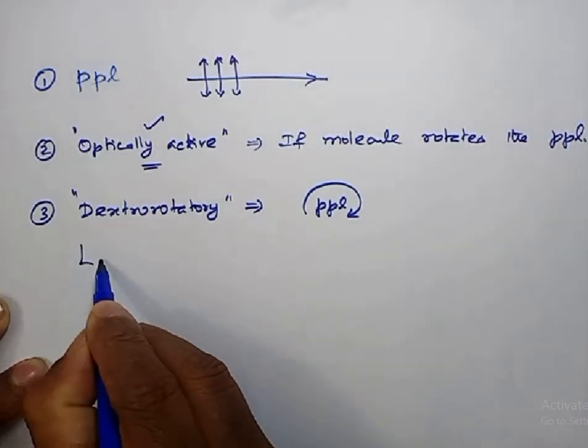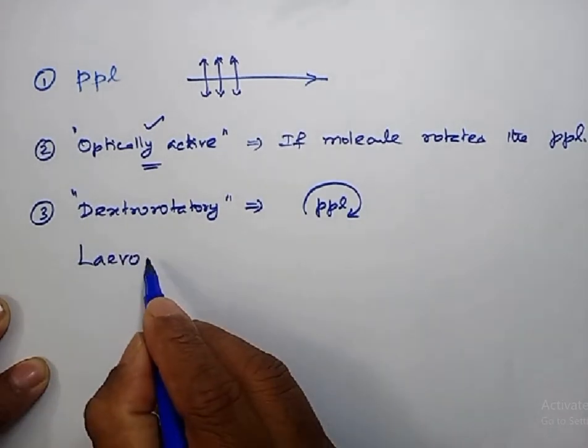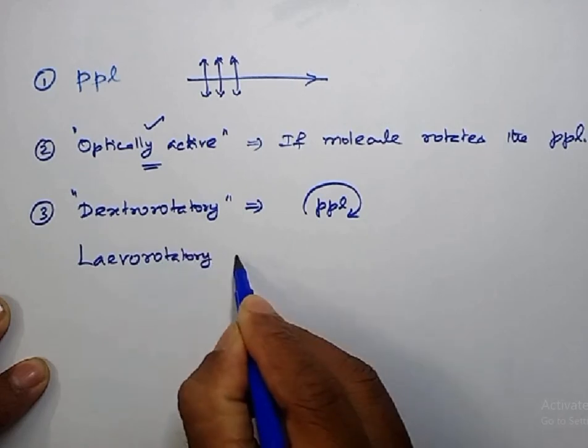What is meant by levorotatory? L-A-E-V-O. See the spelling, students, carefully. L-A-E-V-O, levorotatory.